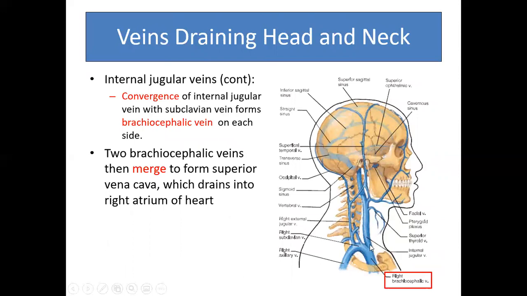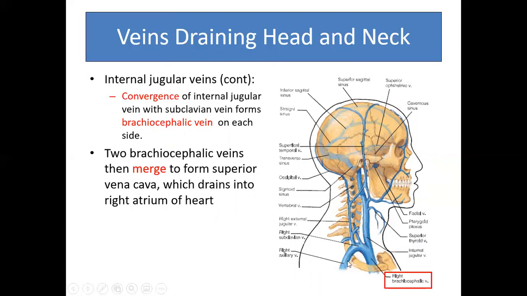Okay, this internal jugular vein will converge. The convergence of the internal jugular vein with the subclavian vein, the combination between the internal jugular vein and the subclavian vein, will form the brachiocephalic vein.